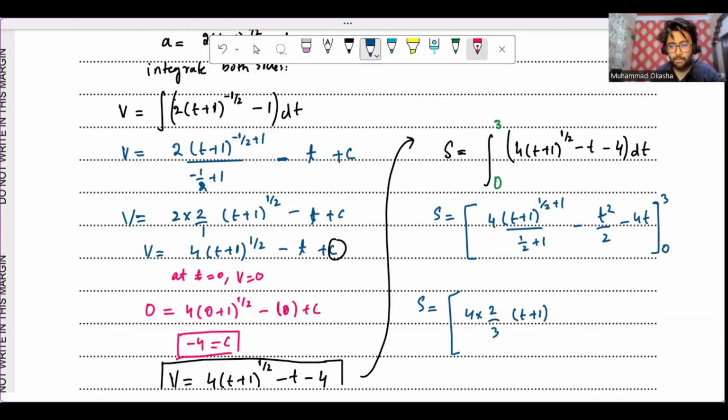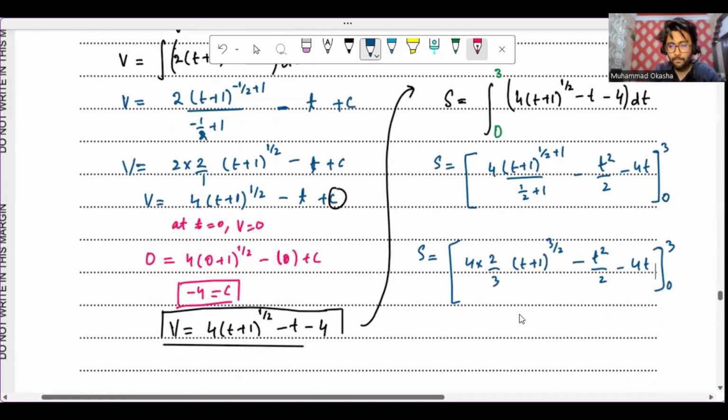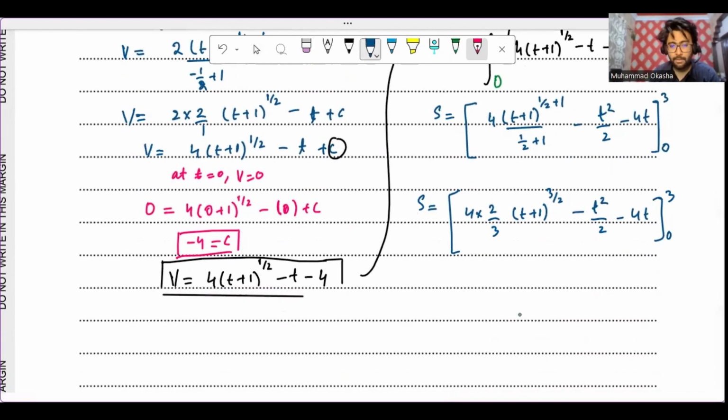T plus 1 to the power of 3 by 2 minus t squared by 2 minus 4t. I think let's put in the limits, right? Upper limit minus lower limit. So distance travel is going to be 4 times 2 is 8 over 3.